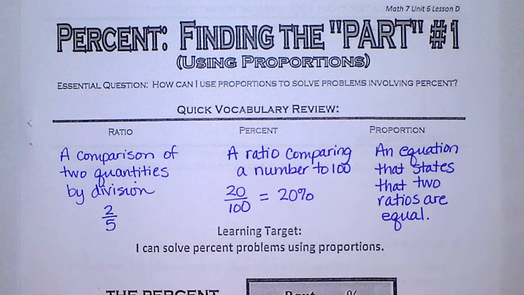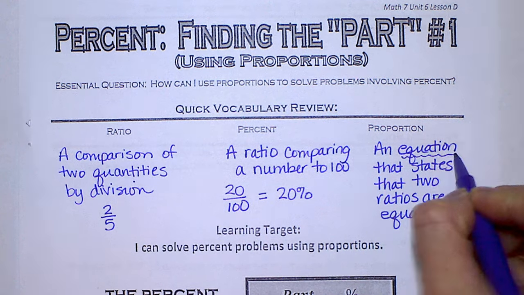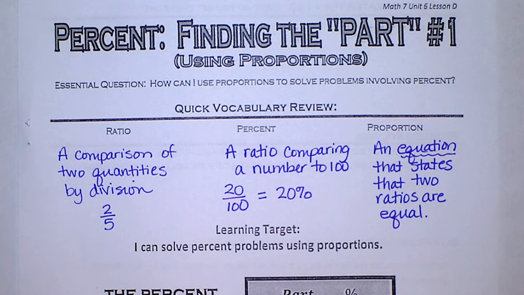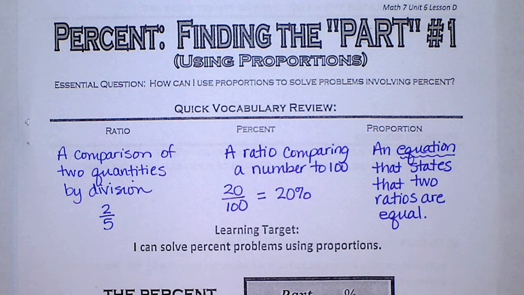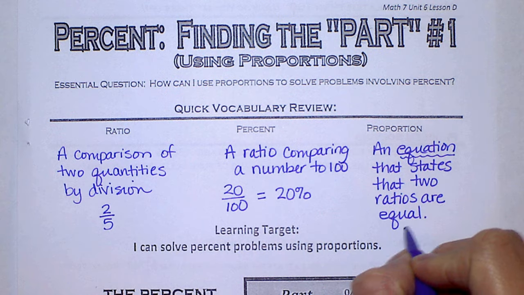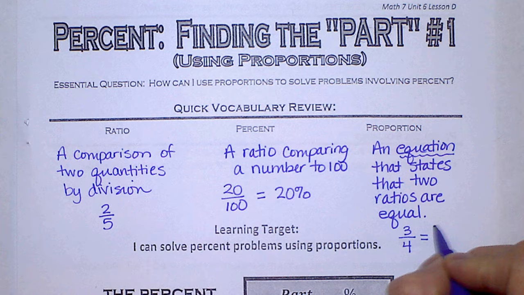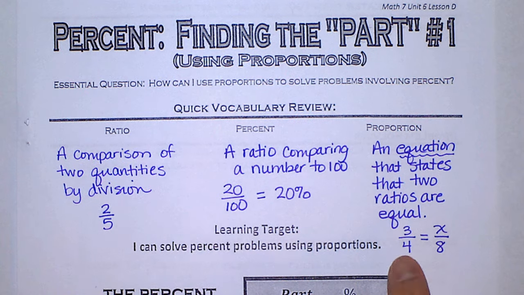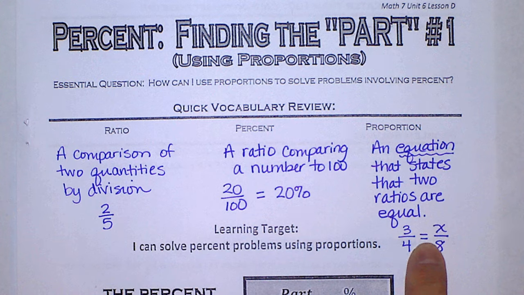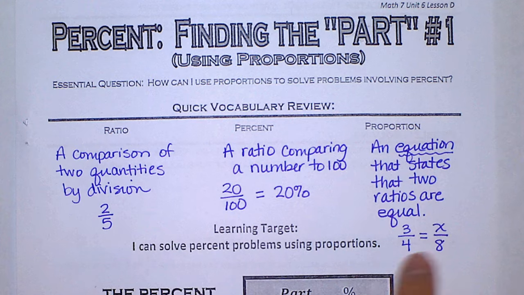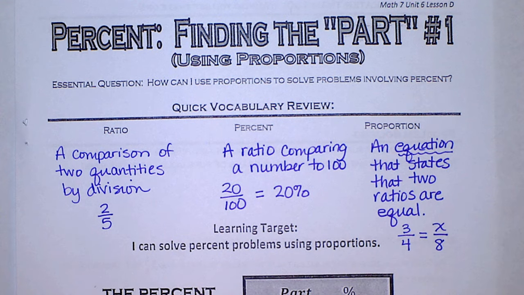A proportion is an equation. Now, this is an equation, which means it needs to have an equal sign in it, and it states that 2 ratios are equal. So for example, we might have 3/4 equals, so there's the first ratio, x over 8. So this is a proportion because it's an equation. It has an equal sign. It has a variable, so an unknown, and this is an equation that states that these 2 ratios are equal. So if you still haven't written down the definitions quite yet, feel free to pause the video and push play when you're ready to continue.